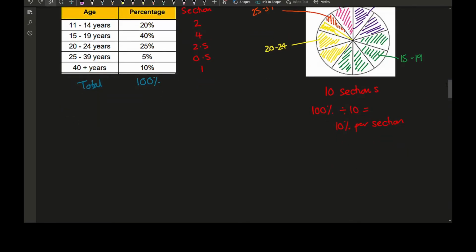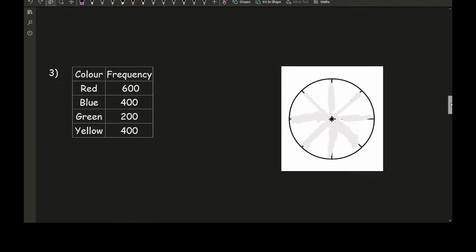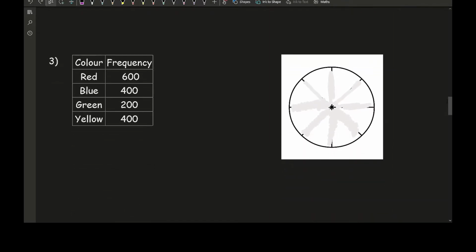So then moving on to our next example. Now here we haven't got any lines drawn, but it's clear to see that we've got some markings. So here we can see that the circle is split up into 8 sections. Working out the total of all of these, it's going to add up to 1600, and that's the total. So I've got 1600 people, I'm assuming, divided by 8, that equals 200. So it's going to be 200 per section.